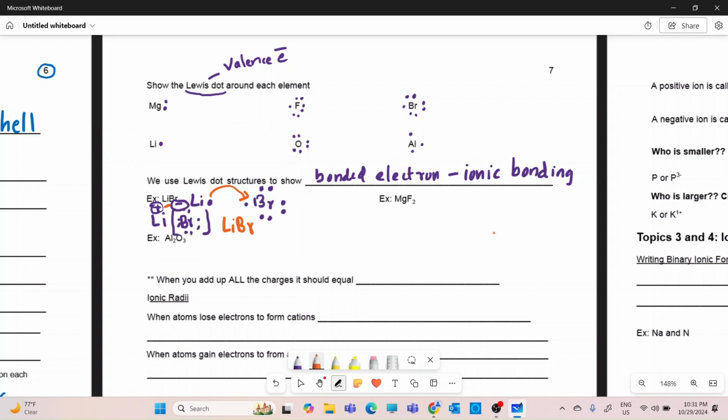Let's try the next one. Here magnesium is in group 2, so it has 2 electrons, and fluorine has 1, 2, 3, 4, 5, 6, 7 electrons. So magnesium wants to donate to get stability like neon. After donating 2, it will get 8 electrons in its valence shell.